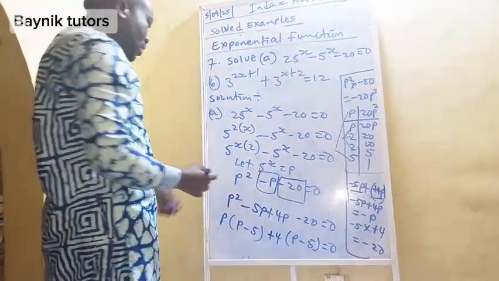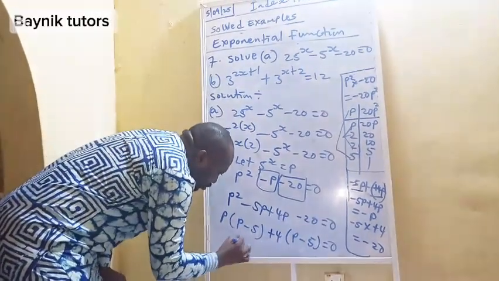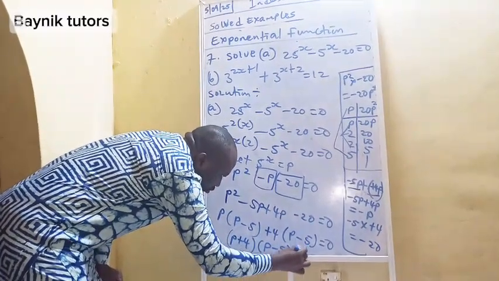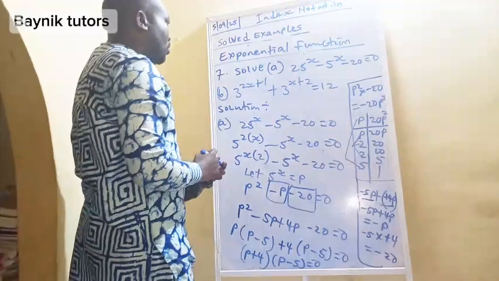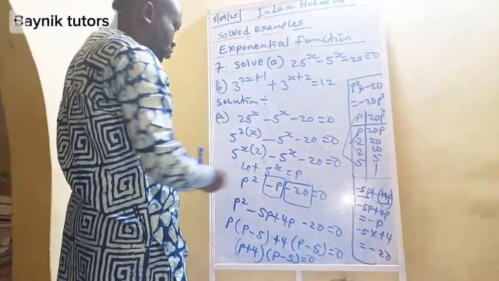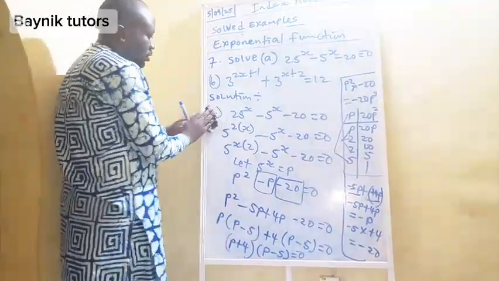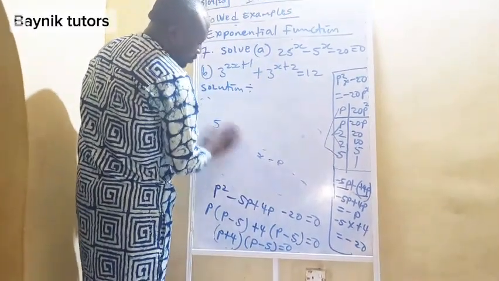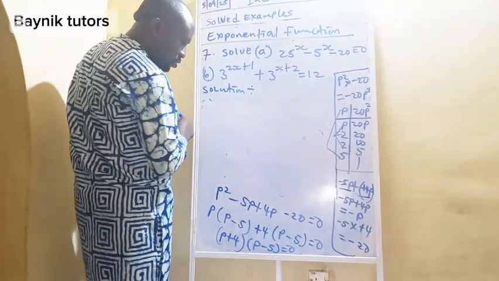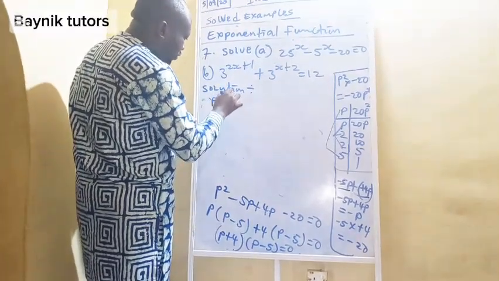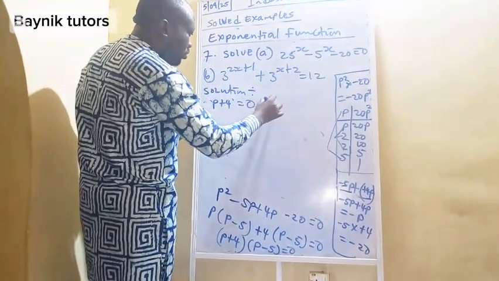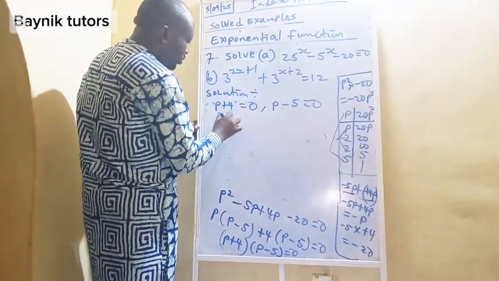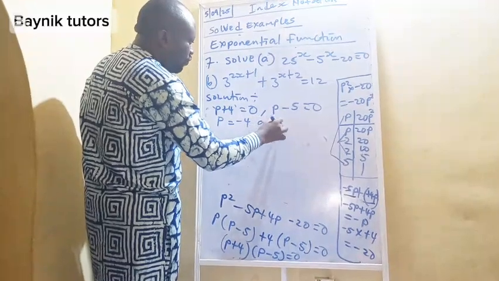So from here, we can now say these two are common. We say p plus 4, p minus 5 is equal to 0. So if that is done, we now move. Permit me to do some cleaning. Then move. Say p plus 4 is equal to 0, p minus 5 is equal to 0. So when we take this outside, p is equal to minus 4 or 5.